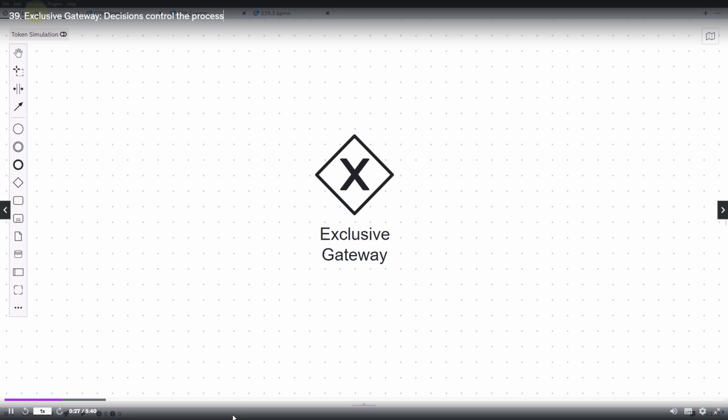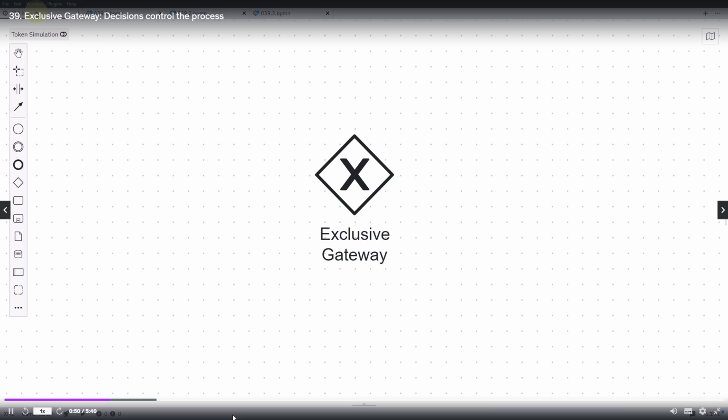Imagine you are at a crossroads and can only take one path. This is exactly what the exclusive gateway does in our process models. It allows the process flow to branch out based on a condition so that only one path is selected from the possible paths at any one time. In other words, an either-or decision is always made at the exclusive gateway.